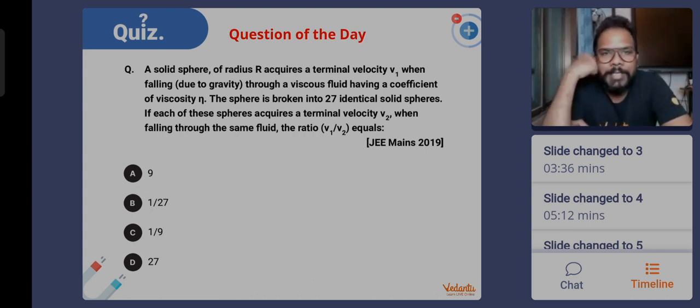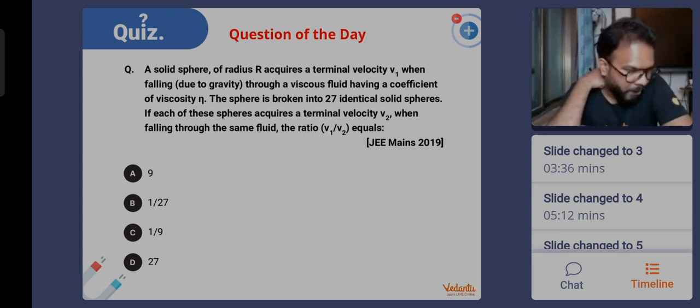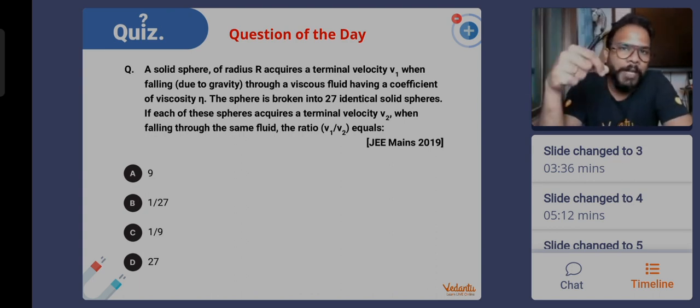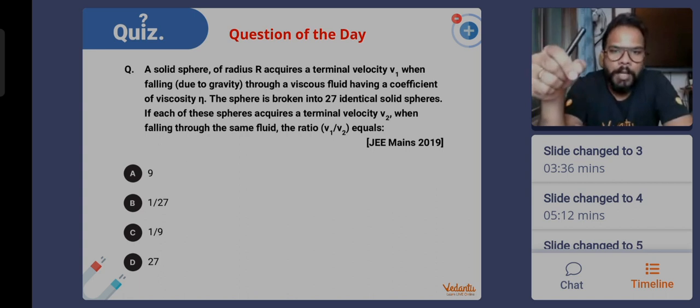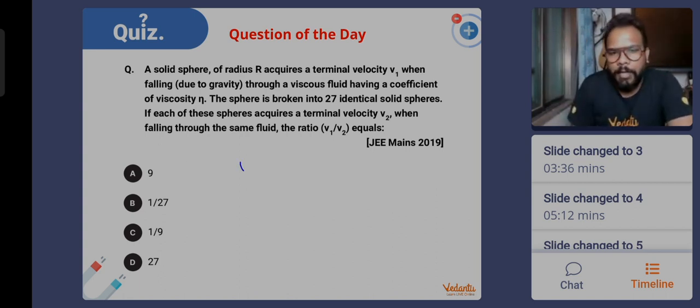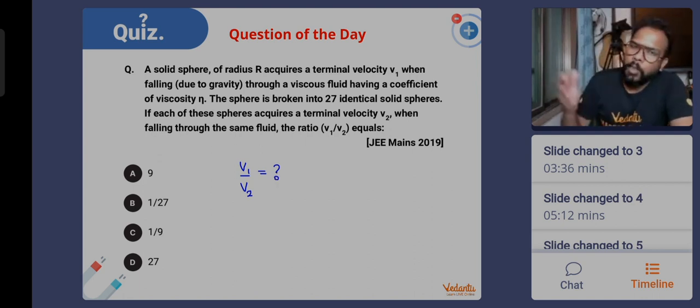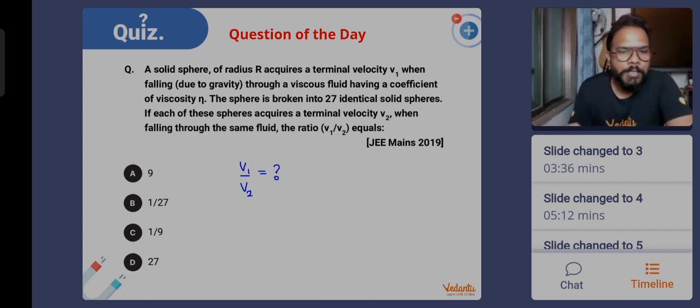obviously, and each of these is now allowed to fall, or maybe one of them is allowed to fall in the same liquid. But this time, the smaller sphere is going to acquire a terminal velocity v2. What is the ratio of the velocity acquired by the bigger sphere to one of the smaller spheres? How much is the ratio of their terminal velocity? Giving you people 2 minutes to think about it. Only thing that I can tell you, the total volume of the bigger sphere and the total volume of the smaller spheres is going to remain the same. Density is same. And the time starts in 3, 2, and 1.